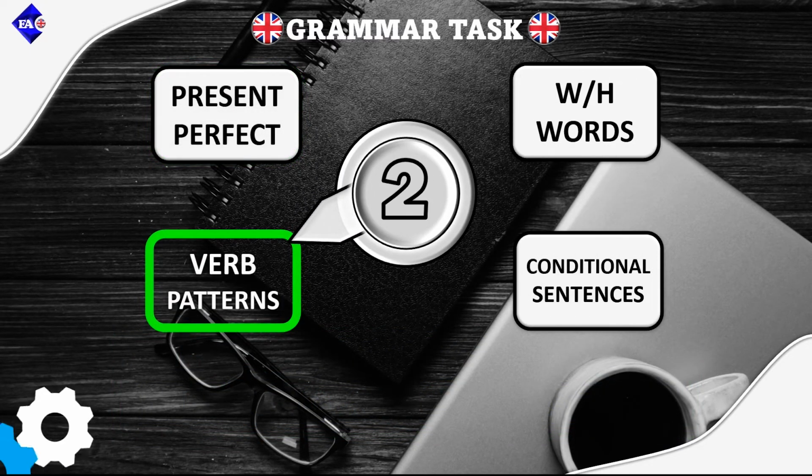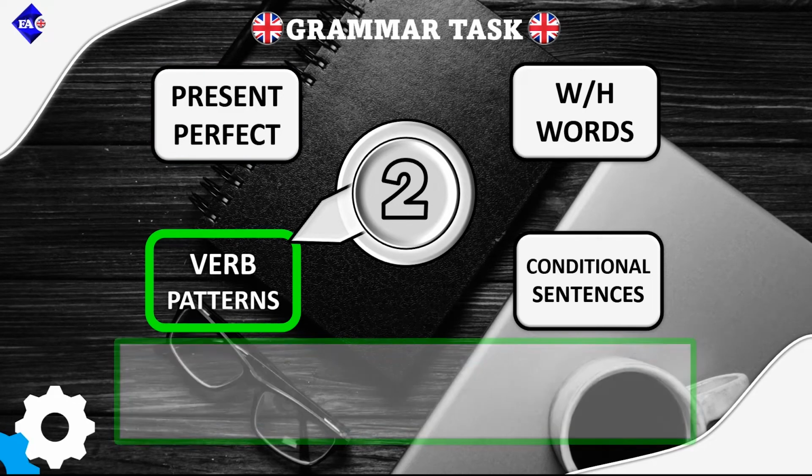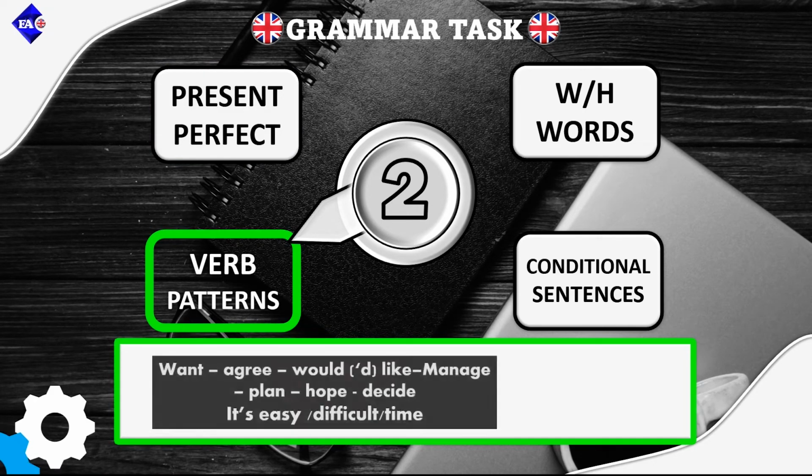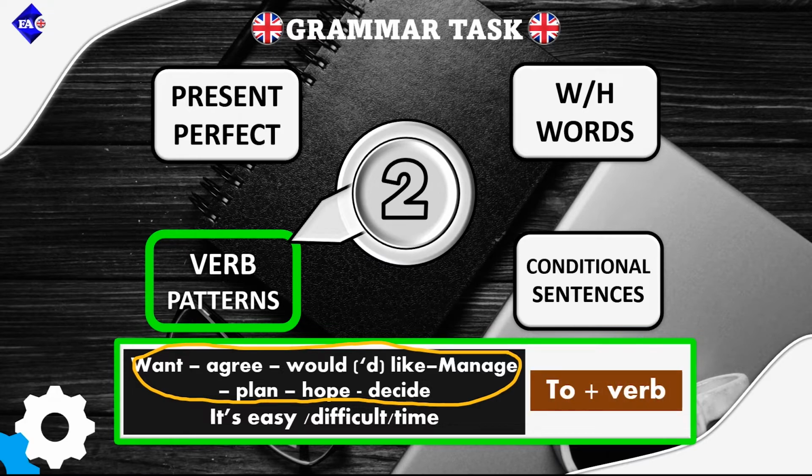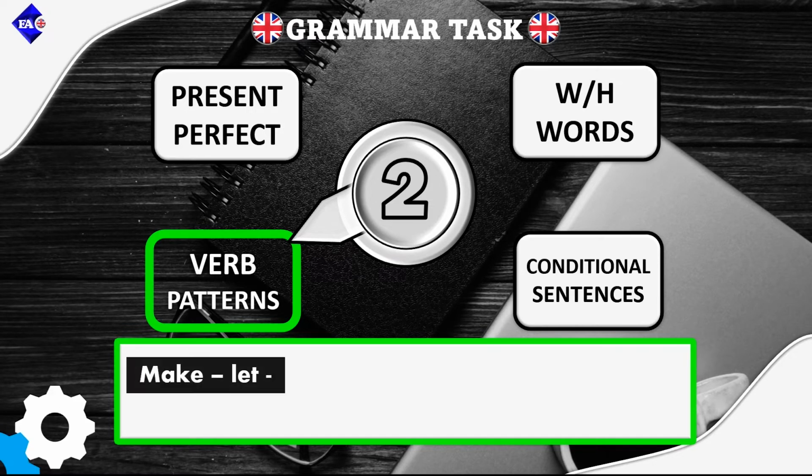Using a verb after another one is also used very often in this type of tasks. For example, after verbs such as want, agree, would like, manage, plan, hope, and decide, to mention but few, we definitely choose to plus verb. The same form to plus verb is used after expressions like it's easy, it's difficult, it's time. Some other verbs such as make and let, however, must be followed by a verb without to.